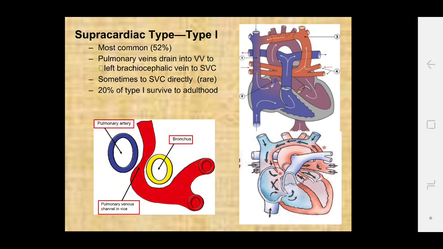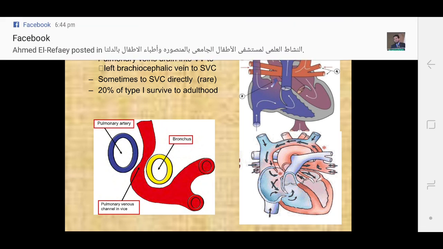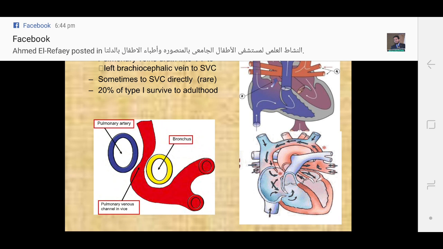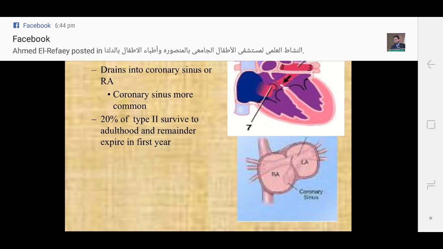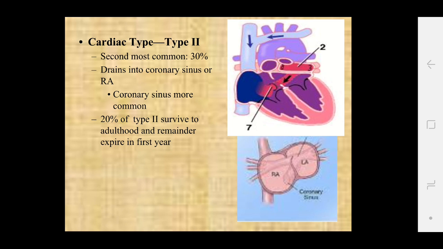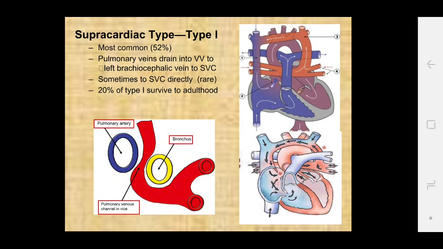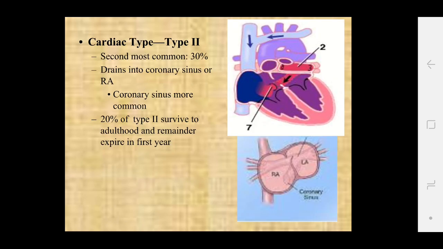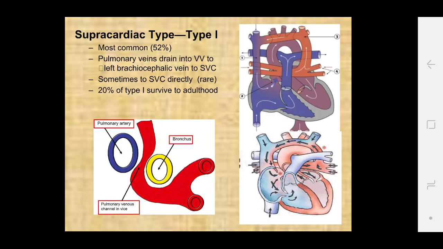Let's show type by type and describe the anatomy. Some pop-up message came anyway. The supracardiac type is the most common type. It represents 52% of the cases, and here the pulmonary veins are displayed in red color. Sorry, the touch screen usually does this.